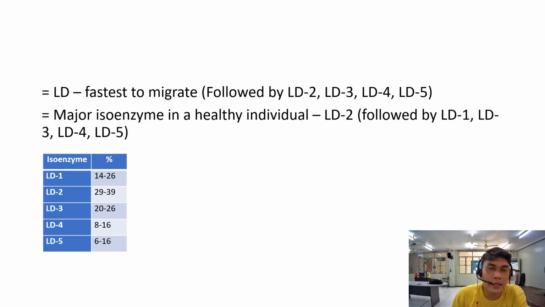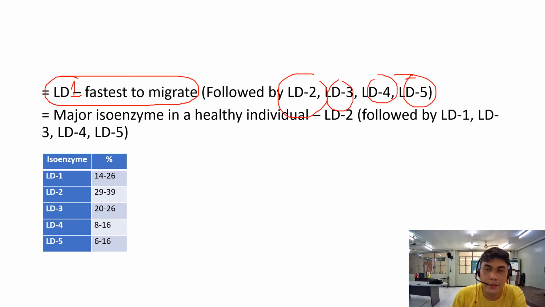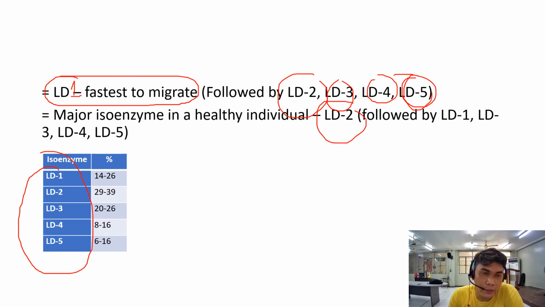Next, regarding the migration rate, LD1 is the fastest to migrate in your electrophoresis, followed by LD2, 3, 4, and 5. So the slowest is LD5. Then, among the 5 isoenzymes, the major or the predominant isoenzyme in a healthy individual is LD2. So LD2 is 29 to 39, while LD1 is 14 to 26.